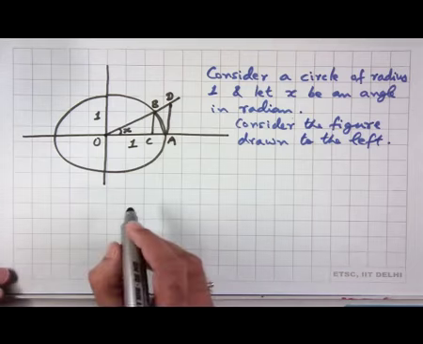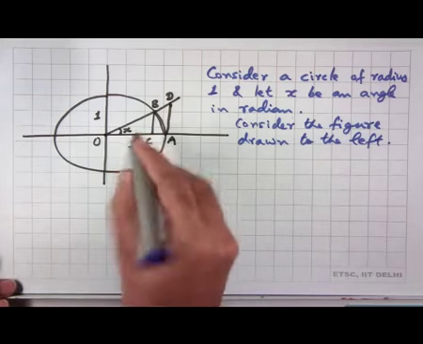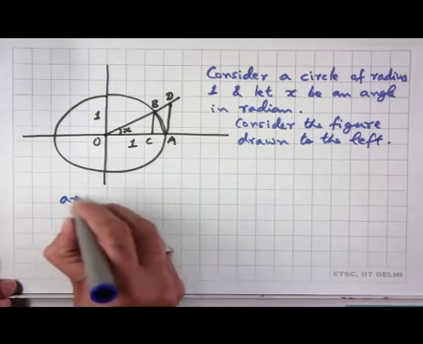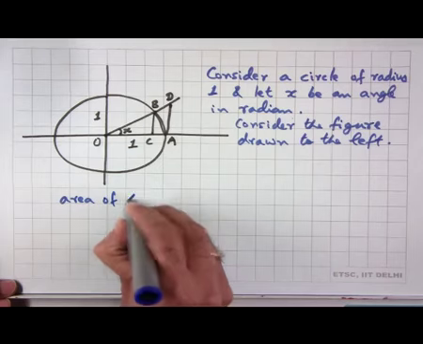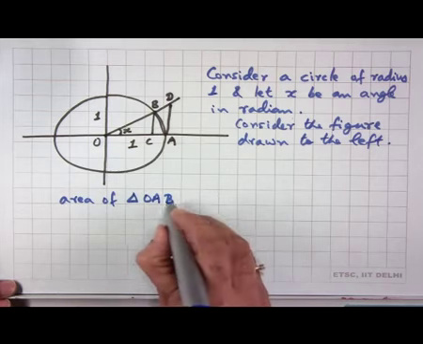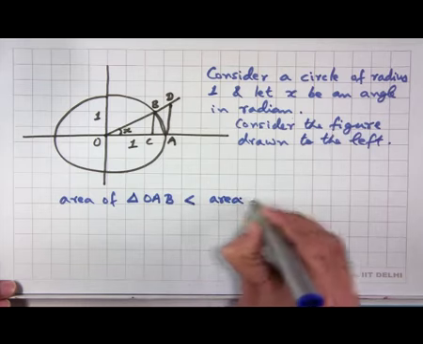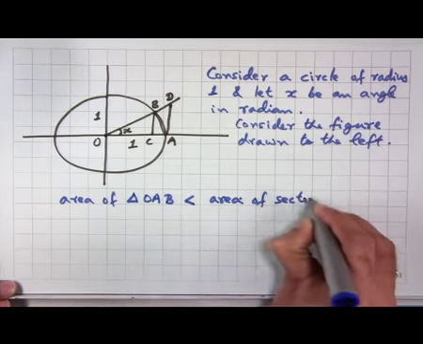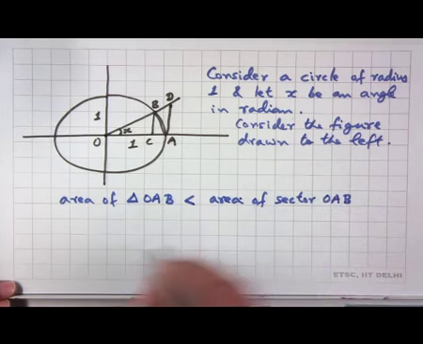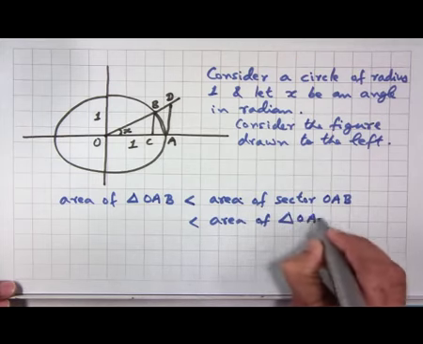Now, let us try to... so from this figure it is clear that if I look at the area, the area of triangle OAB is less than the area of sector OAB, which is in turn less than the area of the bigger triangle OAD.